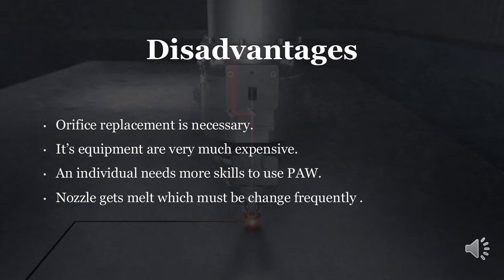Plasma arc welding also has disadvantages, which are: orifice replacement is necessary, its equipment is very expensive, an individual needs more skill to use plasma arc welding, and then last, the nozzle gets melted and must be changed frequently.